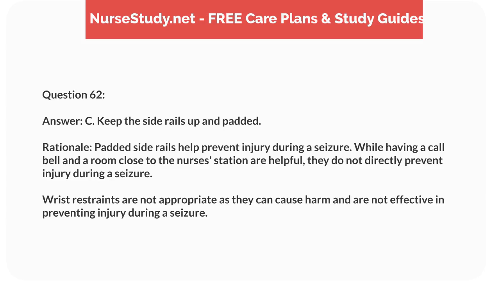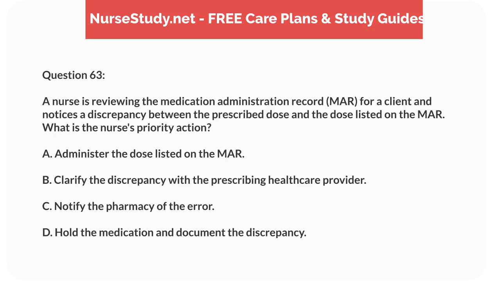Answer C. Keep the side rails up and padded. Rationale: padded side rails help prevent injury during a seizure. While having a call bell and a room close to the nurse's station are helpful, they do not directly prevent injury during a seizure. Wrist restraints are not appropriate as they can cause harm and are not effective in preventing injury during a seizure.